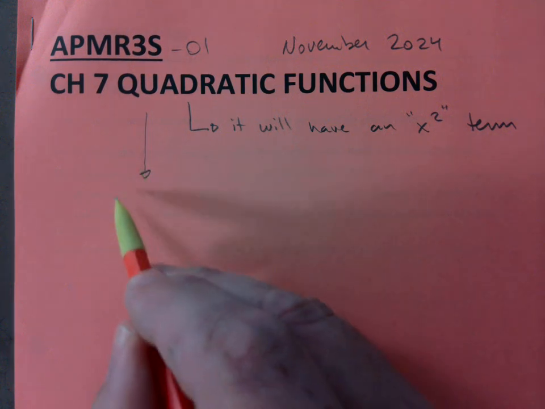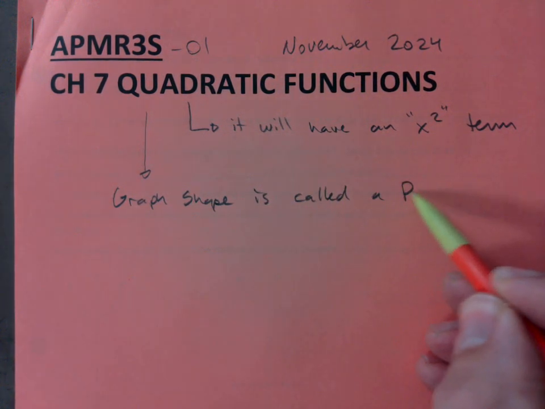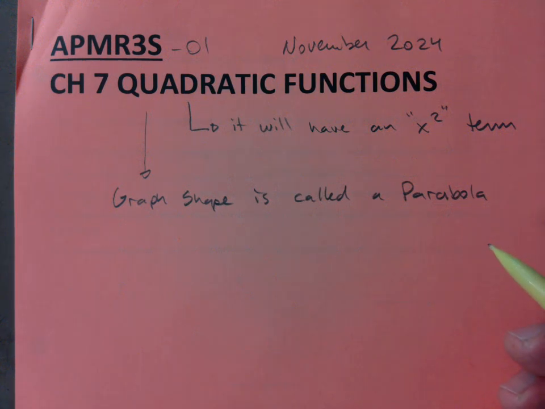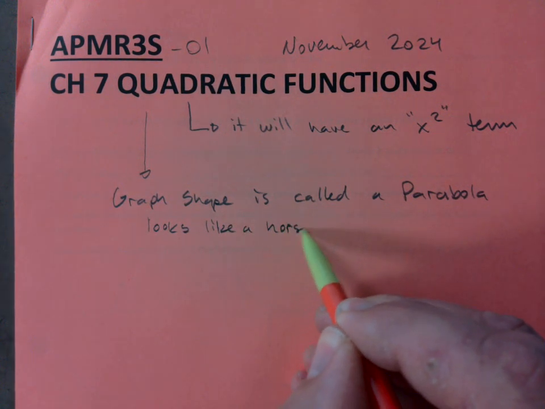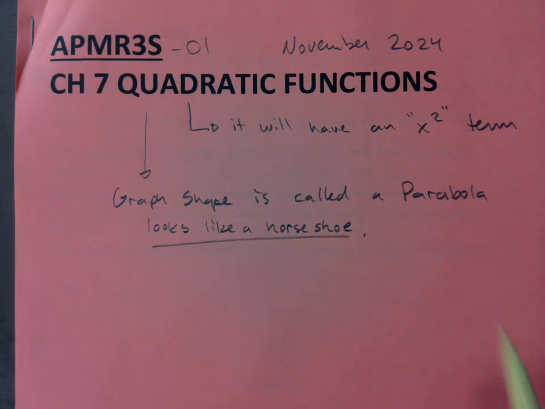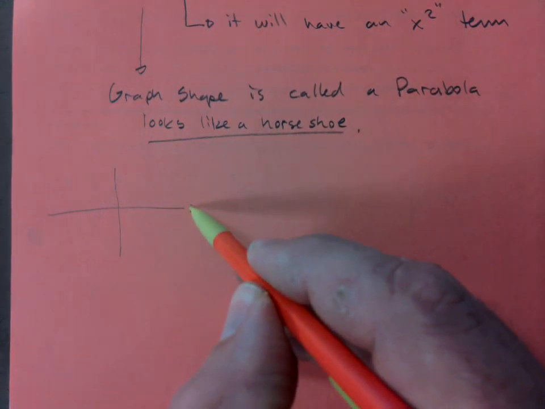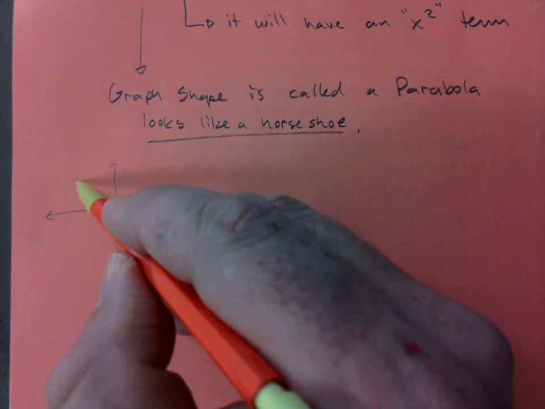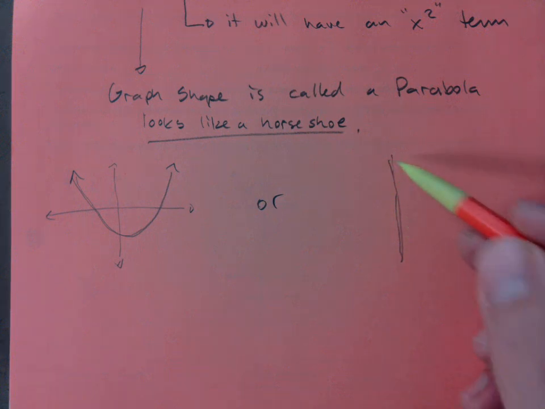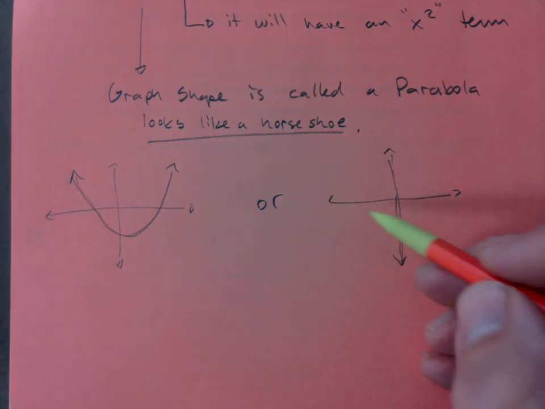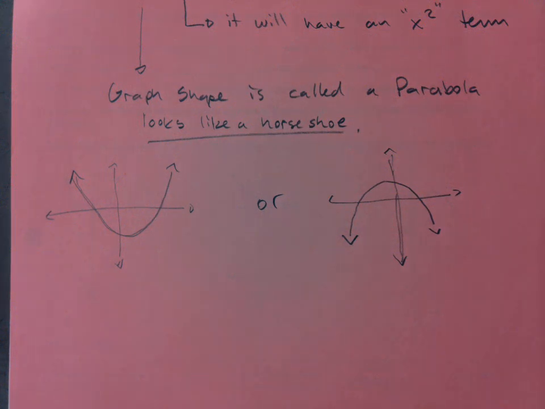So the graph shape is called a parabola. Okay? And it looks like a horseshoe. Okay, that's what it looks like. And so I will just quickly sketch on the cover here. Imagine this is your x and y axes, right? It could look like this, where it points up. Or the other option is to have your x and y axis, and it kind of looks like this. It could be off-centered, it doesn't matter. There'll be any variation of these two, that's what you're going to see. Okay?